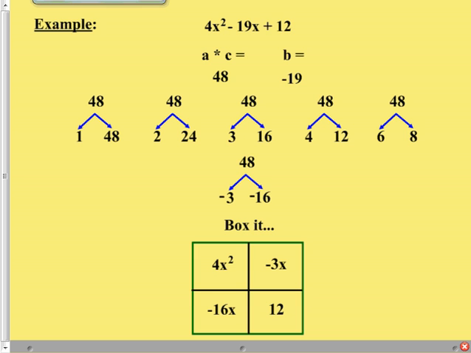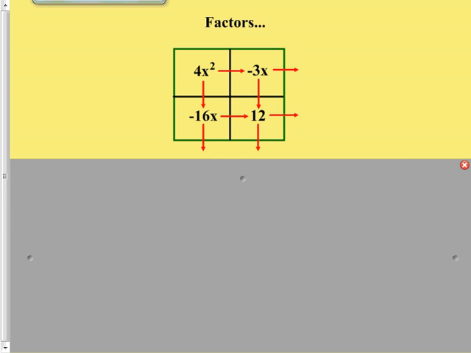From there, we will factor across the rows and down the columns to see what our terms may have in common. So let's take a look. Going across the top row, what will 4x squared and negative 3x have in common? Well, they do have the x in common. One of them is positive and one of them is negative. Well, we want to try to factor out a negative. Well, remember what the rule was. If the first term coming across the rows or down the columns is negative, then you factor out a negative. In this case, the first term is positive, so we will factor out a positive x.